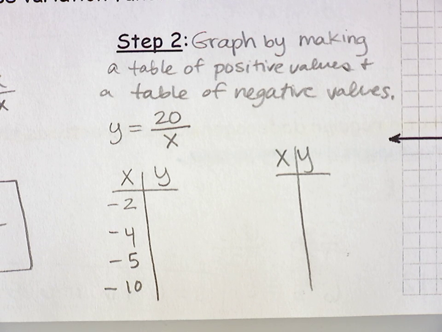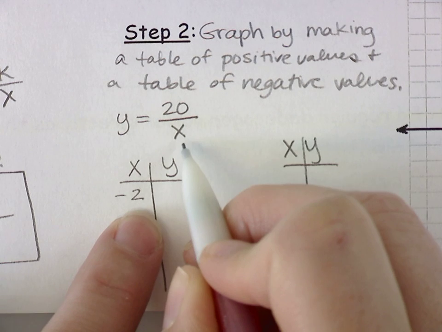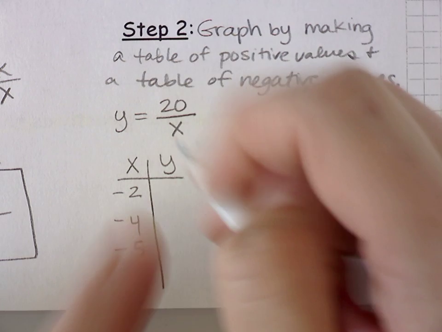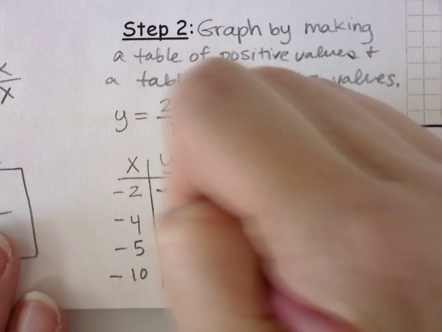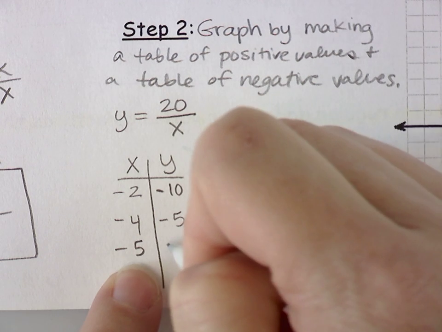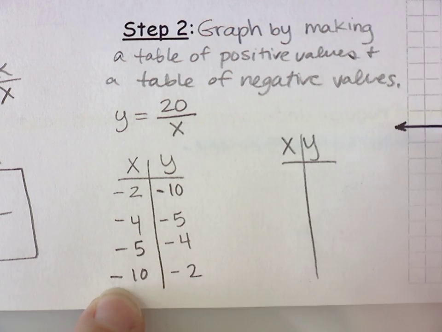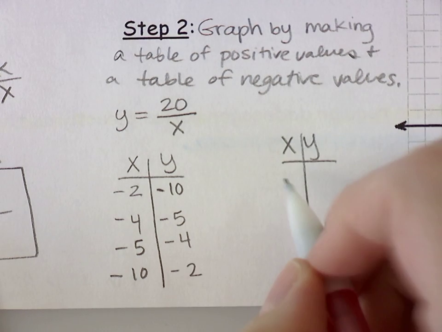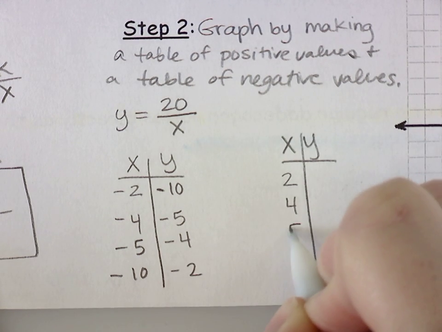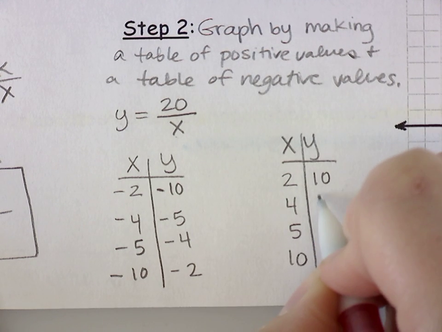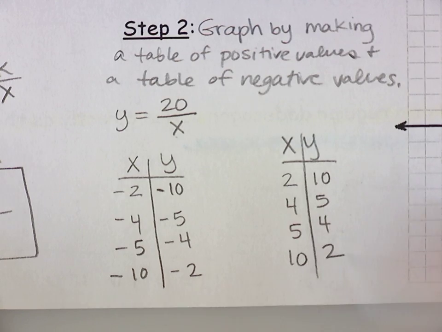Let's talk about, can anybody tell me why 6 would not be an easy value to do? Okay, good. So if you are substituting this into your function, y equals 20 divided by negative 2, 20 divided by negative 2 is what? Negative 10. Okay, 20 divided by negative 4, negative 5, negative 4, negative 2. Yeah? Okay, so now what we're going to do is the same thing, but with our positive values. So if you divide 20 by positive 2, you get 10, 10. 5, 4, 2. Beautiful.